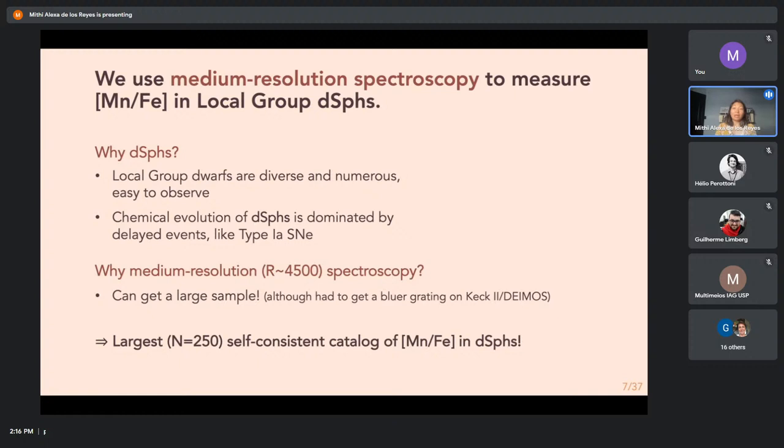And to measure the manganese in these stars, in these galaxies, we're going to use medium resolution spectroscopy with Keck DEIMOS. So DEIMOS is a multi-object spectrograph. And we're going to use medium resolution spectroscopy instead of the sort of traditional high resolution spectroscopy, mostly because it helps us get a really large homogeneous sample of stars, as we'll see in a second. And so this allows us to measure manganese for a very large catalog of stars in these dwarf galaxies.